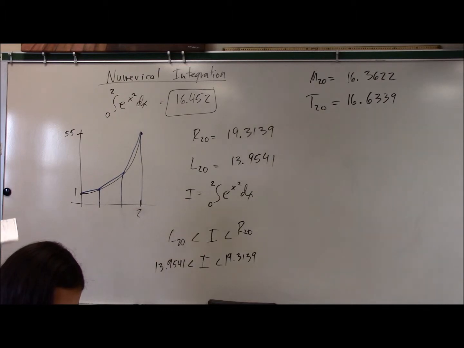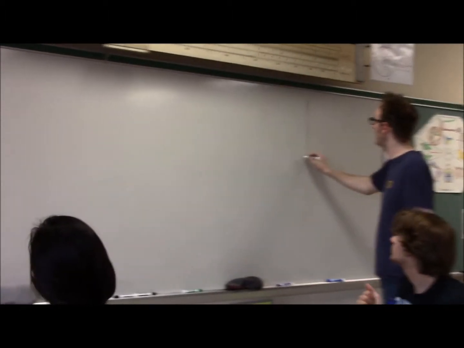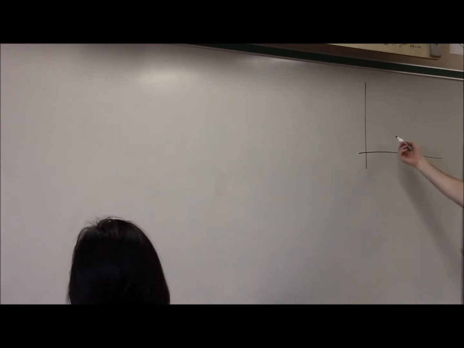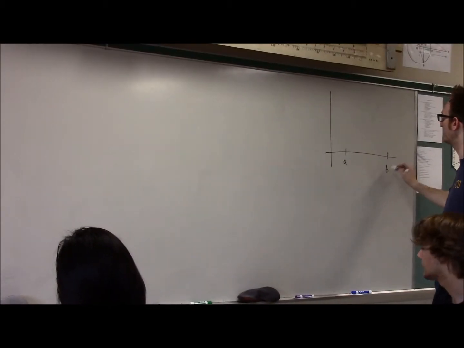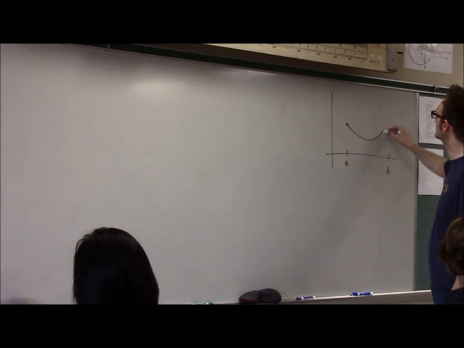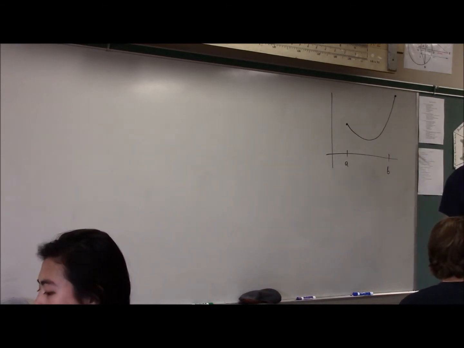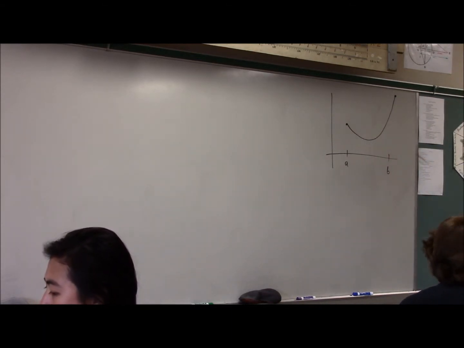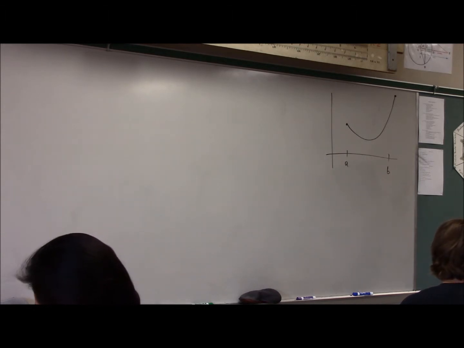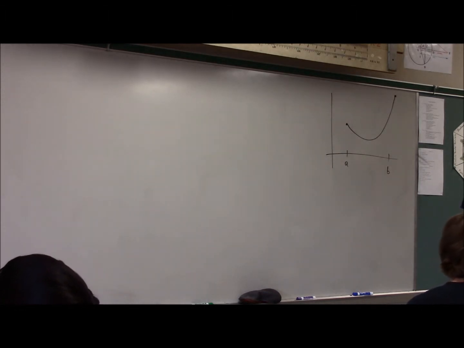Peter already said it. Because it's concave up. All right, and this is just a fact about concave up functions. Take some concave up function on some interval from a to b, and if we just graph this concave up function, why does the trapezoid rule have to be an overestimate? Well, it just is, right?